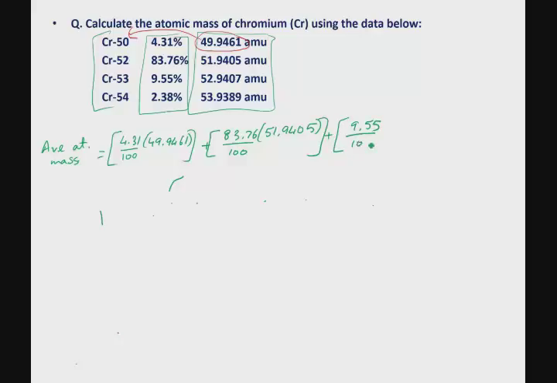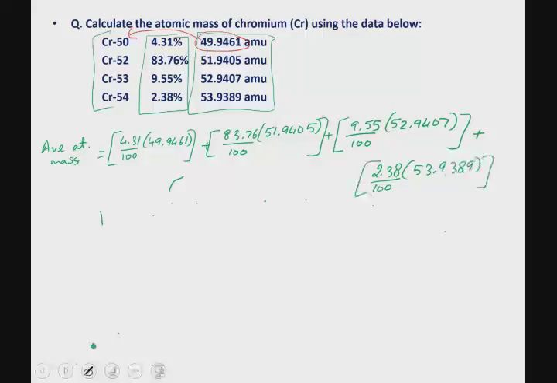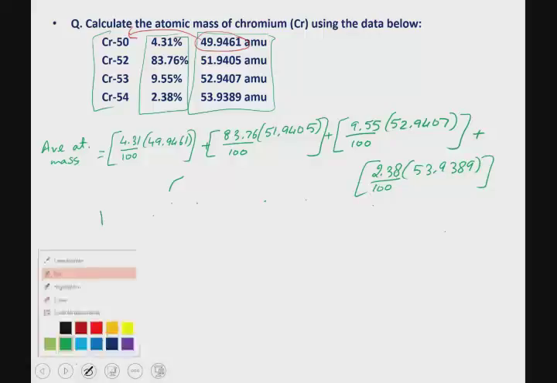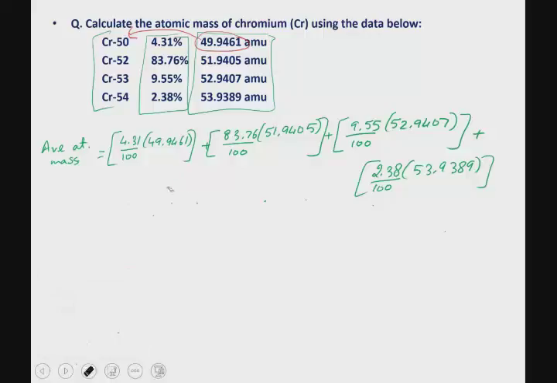9.55 divided by 100 times 52.9407, plus 2.38 divided by 100 times 53.9389. So we are substituting the percent natural abundance and the relative atomic masses for each isotope of the element that is given.